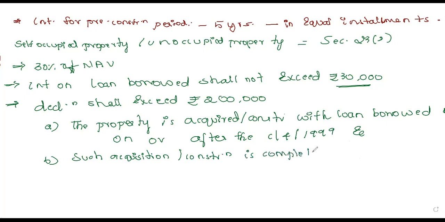Is completed within 5 years. That means if you're taking a loan, acquiring something, or constructing something, you're going to complete that within the time period of 5 years. That is from the end of the financial year in which you borrow the loan.